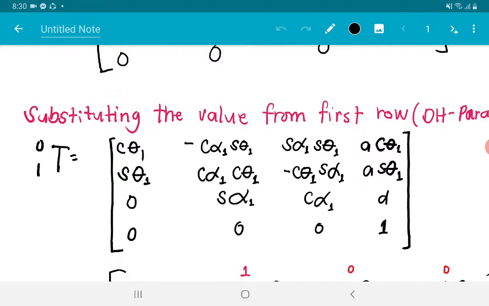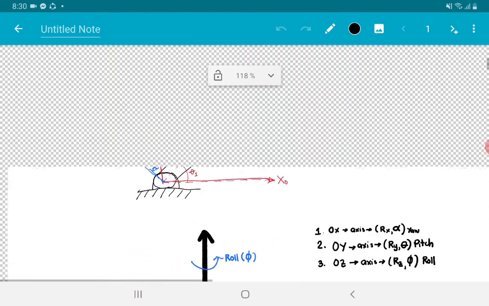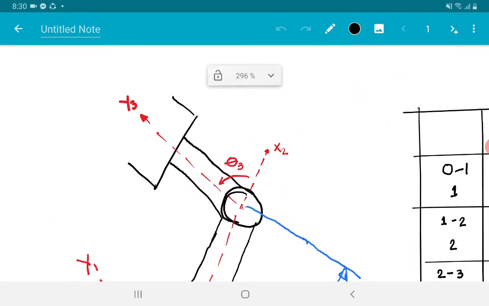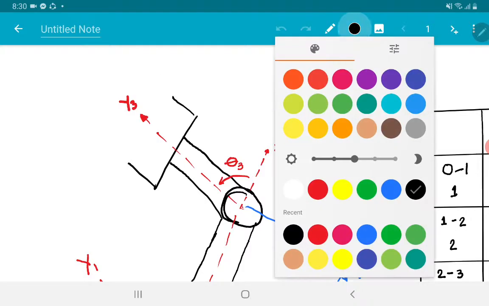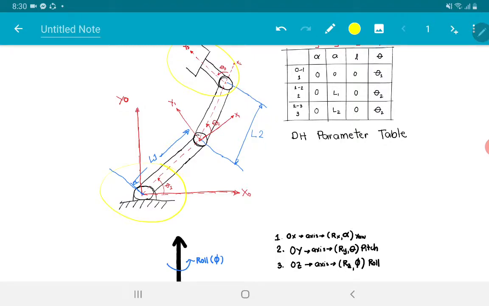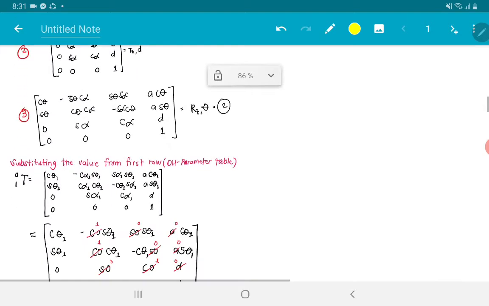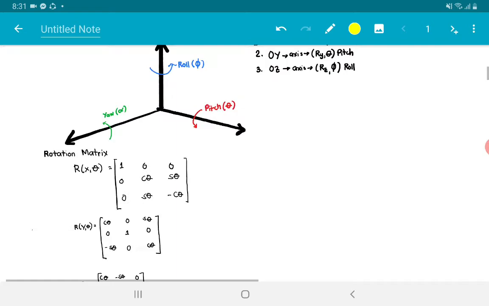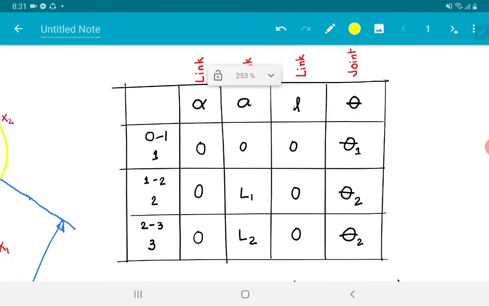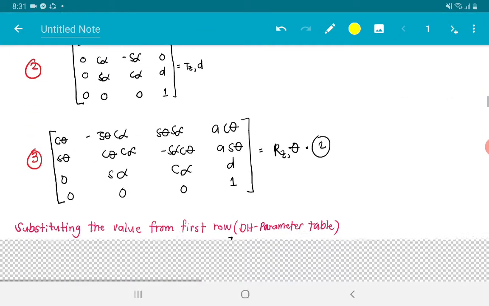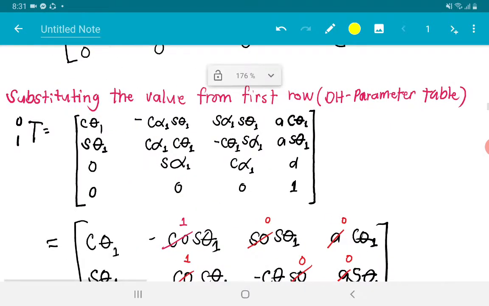So the tool frame, I'll just get back. So the transformation matrix from this frame, the tool frame to the base frame. So substituting the value of the first row, you will be substituting all these values to the form or the formula derived.